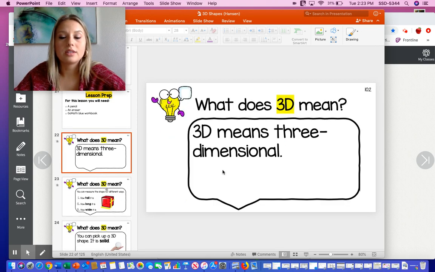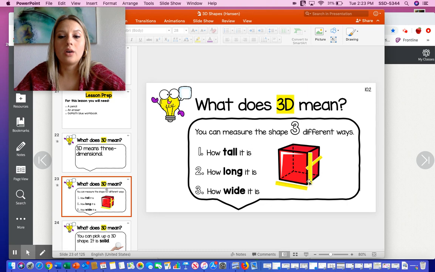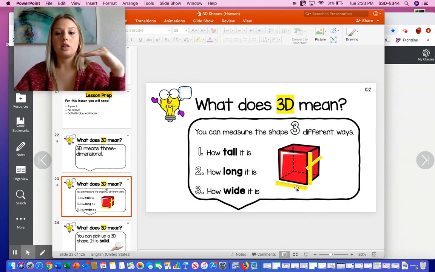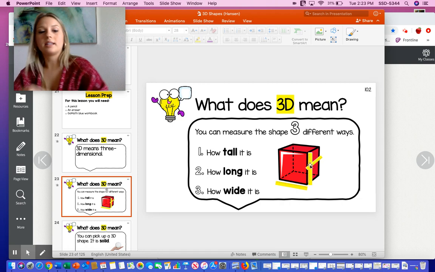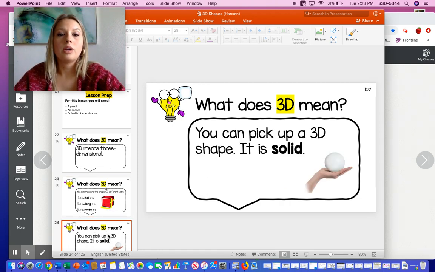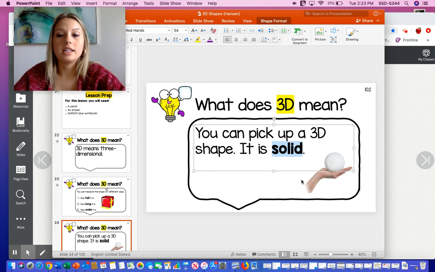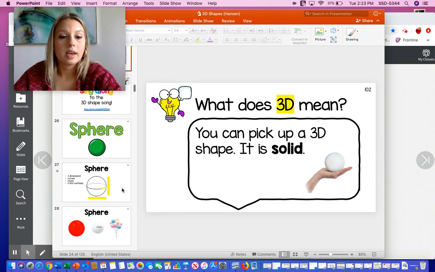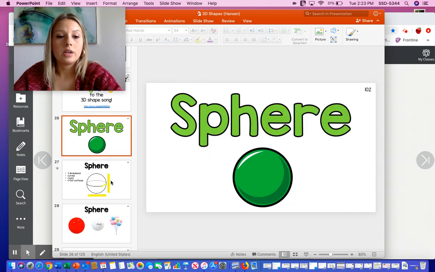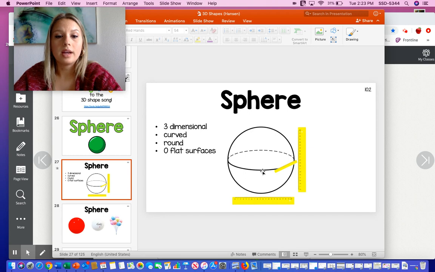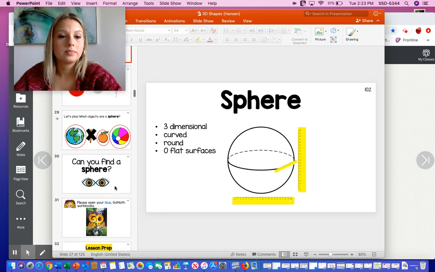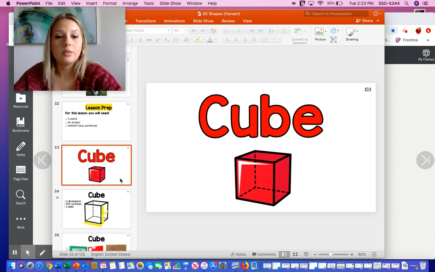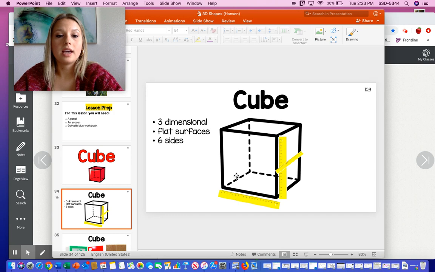We learned that 3D means three-dimensional. You can measure how tall, how long, and how wide something is, right? That makes a shape 3D. You know, 3D shapes are solid. That means you can hold them in your hand or touch them. They're real life. Okay. We learned all about a sphere. We know a sphere is three-dimensional, right? 3D. It's curved and round. It has no vertices, no flat surfaces. And then we learned about a cube. We said a cube is 3D. It has 6 flat surfaces, right, and 8 vertices.